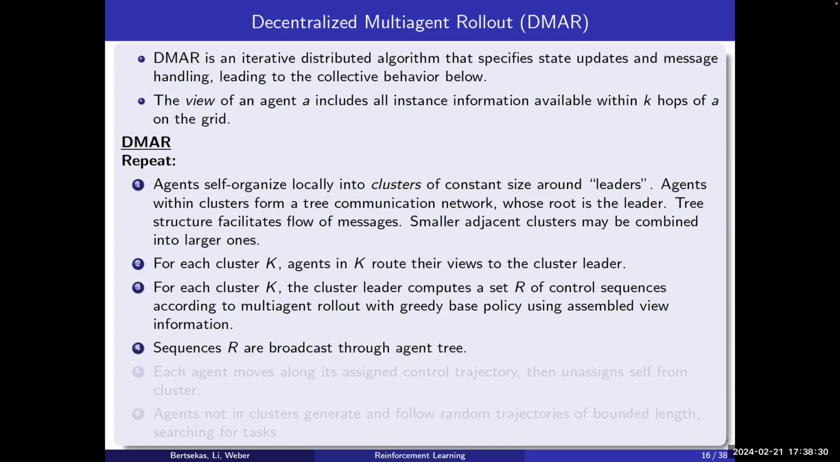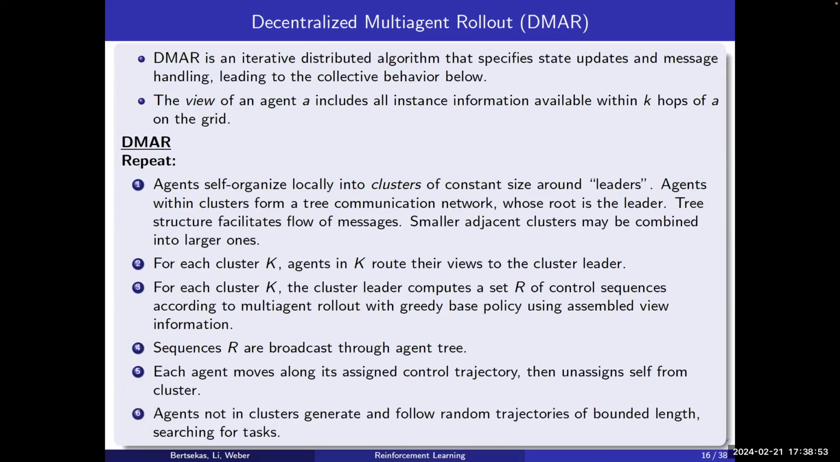Once these trajectories are computed, they get broadcast throughout the agent tree. And by the way, each agent has an ID associated with it, so it's easy for it to figure out which trajectory belongs to it. And then each agent moves along its assigned control trajectory, and once it finishes this, it unassigns itself from the cluster.